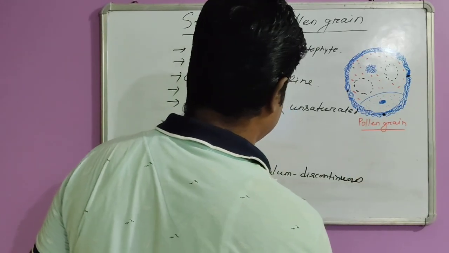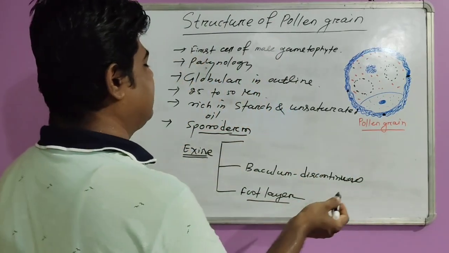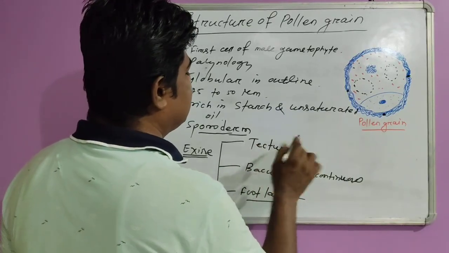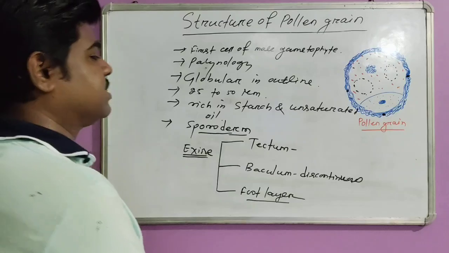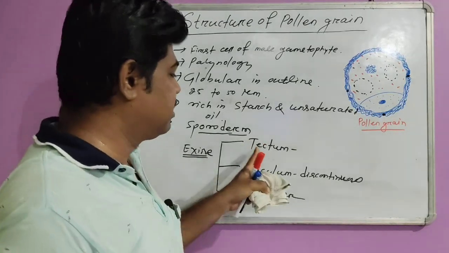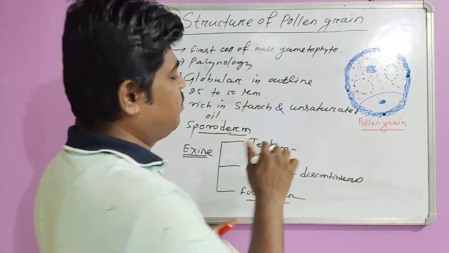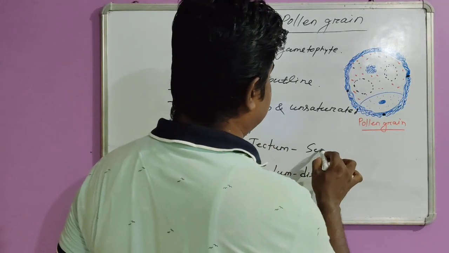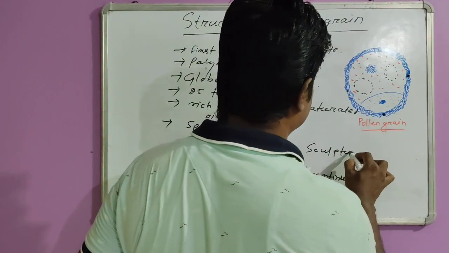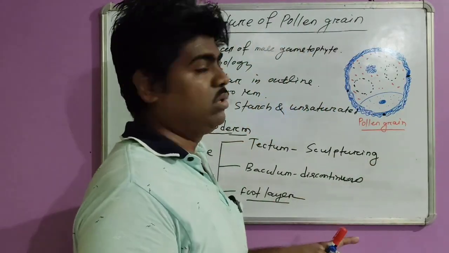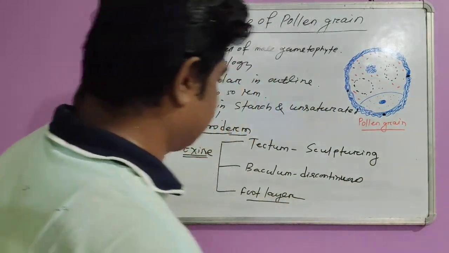And the topmost is the tectum layer. This is also discontinuous, and this tectum layer is the outermost layer of the exine. It provides a characteristic sculpturing and designs to the surface of the pollen grain.